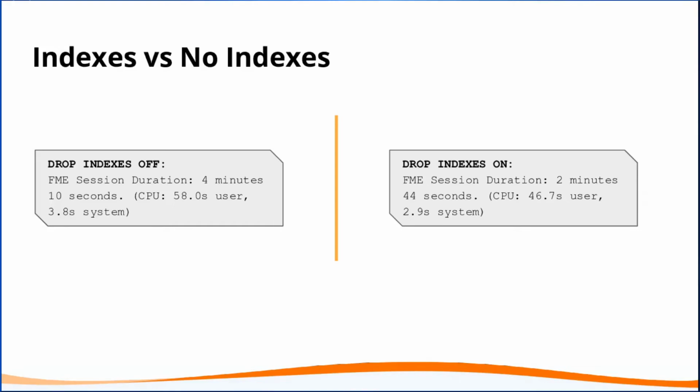So in the slide here, you can see that with our drop indexes off, so this is writing to a table with indexes still fully intact, it took around 4 minutes and 10 seconds to run this workspace. But if we had some SQL on our writer to drop those indexes and rebuild them after writing those features to the table, we found that our writer was able to write out those features almost 2 minutes faster.